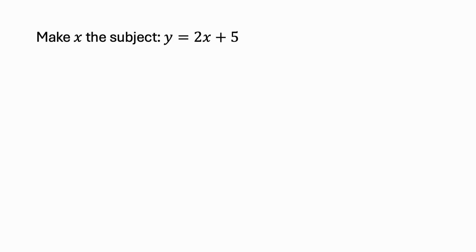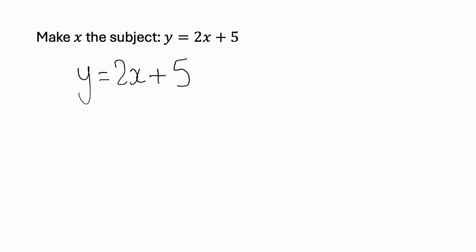So let's look at this one here. Make x the subject. So we have y is equal to 2x plus 5. So what we need to do is essentially solve the equation. Well, we're not really solving, we're making x the subject. I guess we're kind of solving in a way. So what we do first is we need to make the x's to be on one side and the y's and the rest of the numbers to be on the other side.